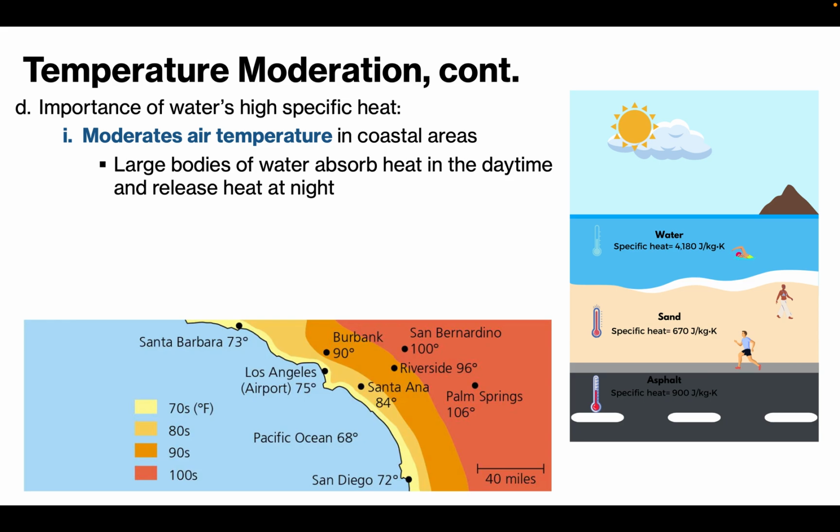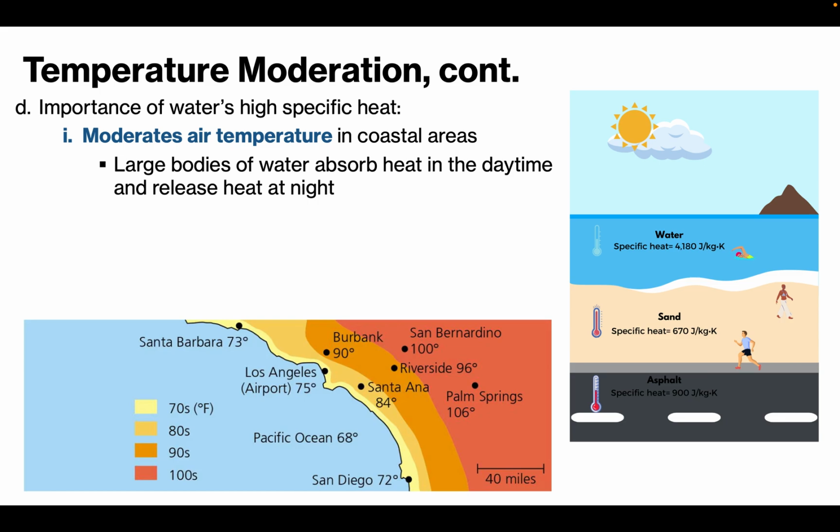If you look at the diagram at the right, you can see a representation of what I'm sure you have experienced at the beach, which is if you're standing in the sand, it feels hot, hot, hot. If you make your way over to the water, it feels cool. And that is despite the fact that both the sand and the water, and here they're even showing asphalt, are all being exposed to the same amount of sunlight energy, right?